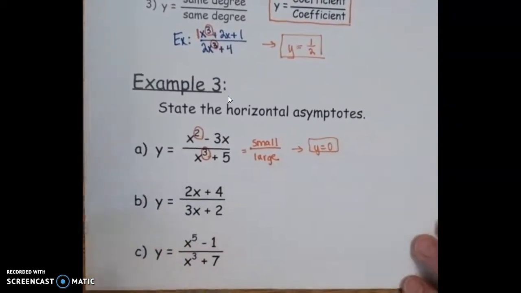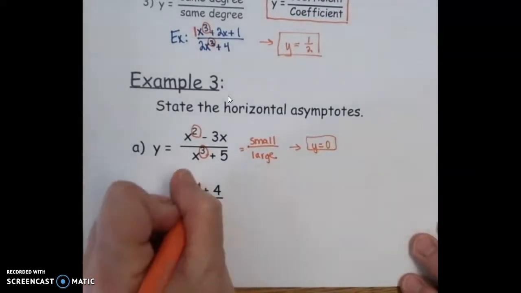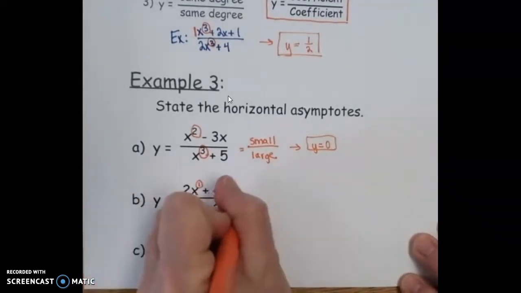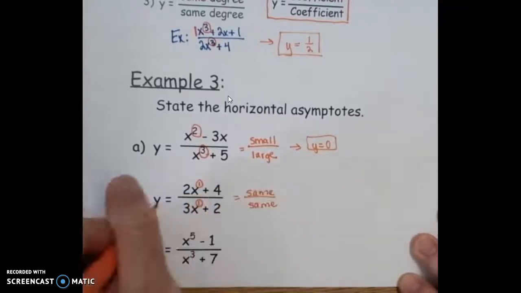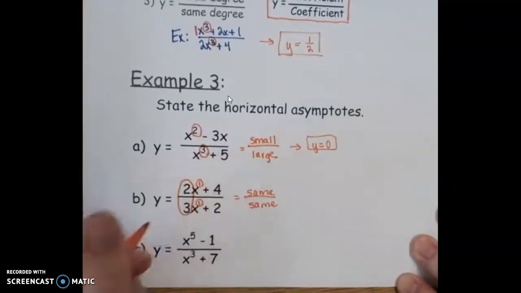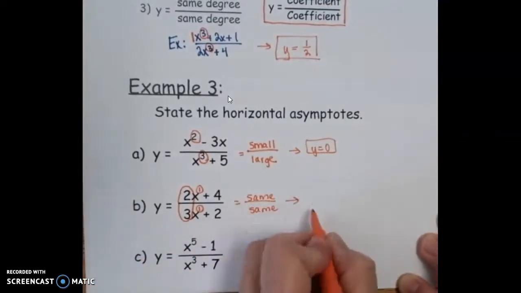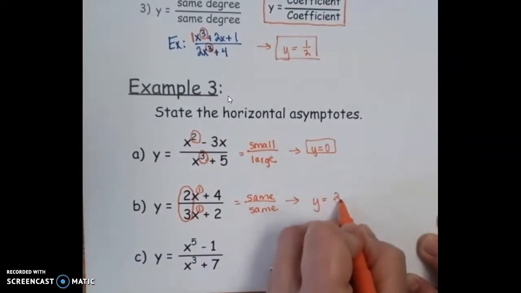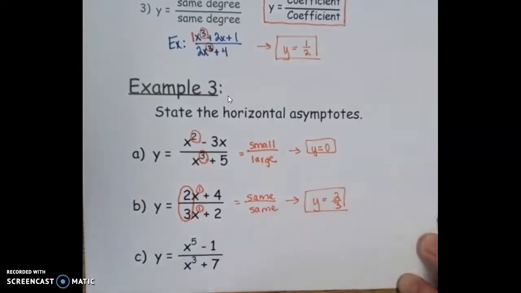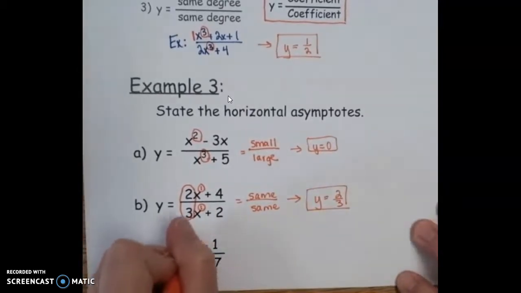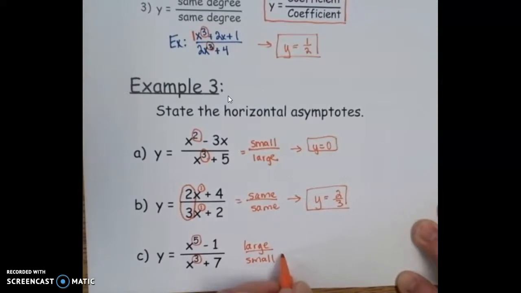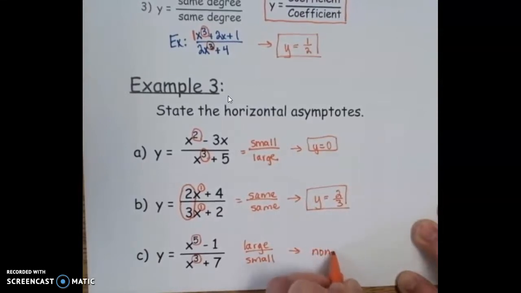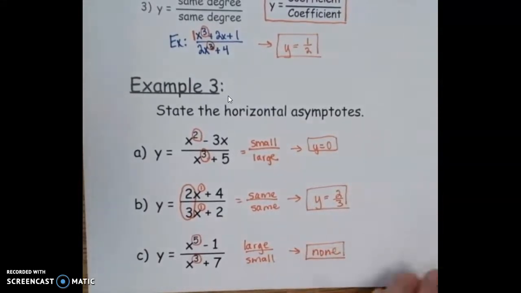In example B, you have a degree of 1 over 1, so this is same over same. This is when we take those leading coefficients. So our horizontal asymptote will be at y equals 2/3. And then your last example, that's 5 over 3, so this is large over small. So in this case, there is not a horizontal asymptote. You would just write none in that case.